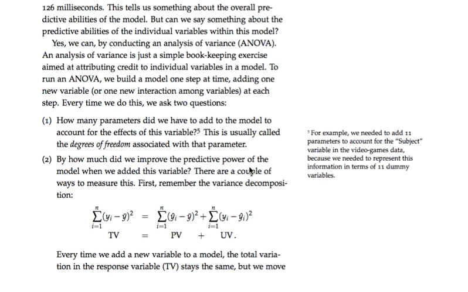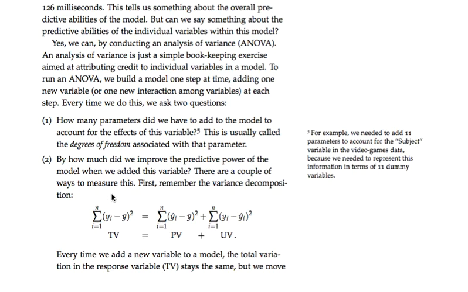All right, so that's the question. How many parameters do we add? Question two is, how much did adding that variable improve the predictive power of the model? And you can imagine measuring that in a couple of different ways. The way that, historically, classically, this has been measured is in terms of the variance decomposition. And you'll remember this from the discussion of R squared.